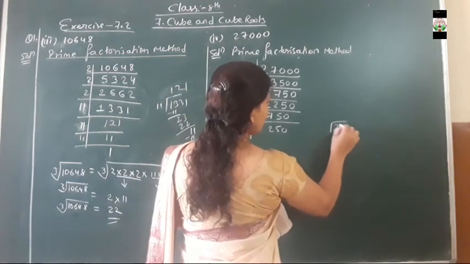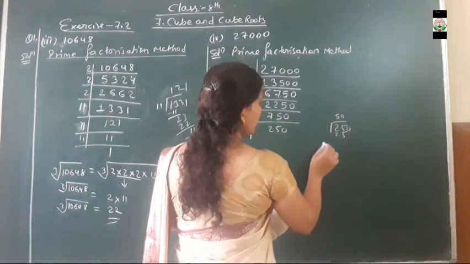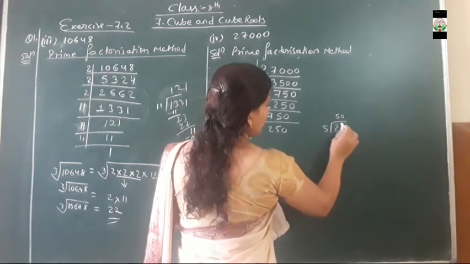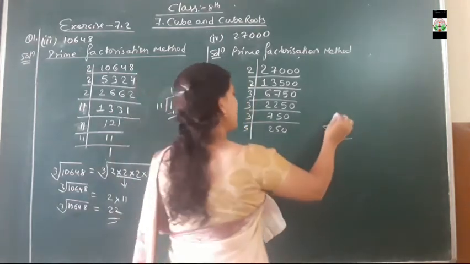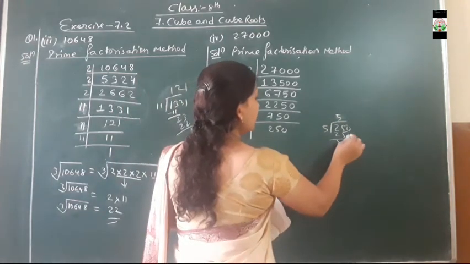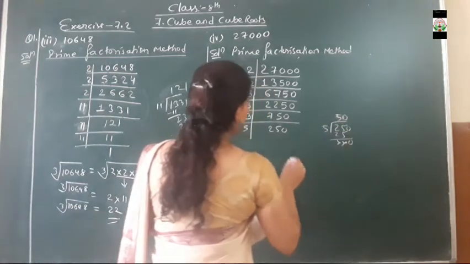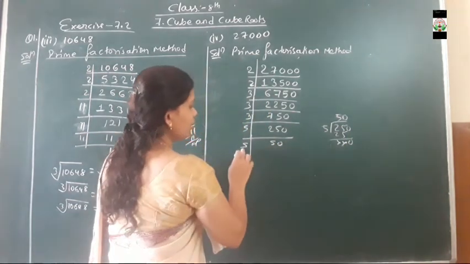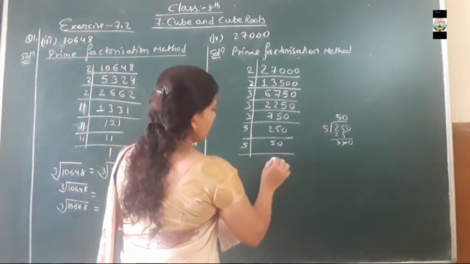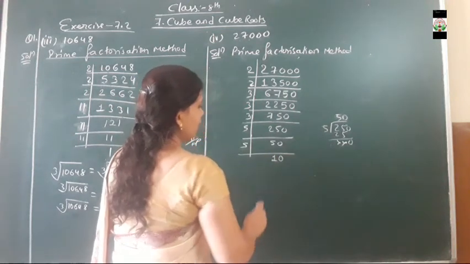250. 25 comes in the table of 5. How many times? 50 times. 25 comes in the table of 5. How many times? 5 times. 5 5 is 25. And 0 is left, so 0 will be here. So here it will be 50. Now 50 comes in the table of 5. How many times? That will be 1 and 0, 10 times.